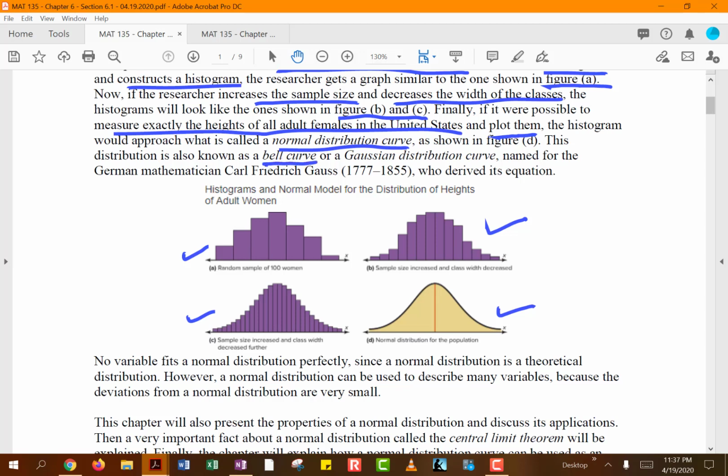Of course we also call it the bell curve for the obvious reason, because that shape looks like a bell. Or it's also named after the German mathematician who derived this equation, and so sometimes it's also called the Gaussian distribution curve, and of course that's named after Carl Friedrich Gauss over here, okay?